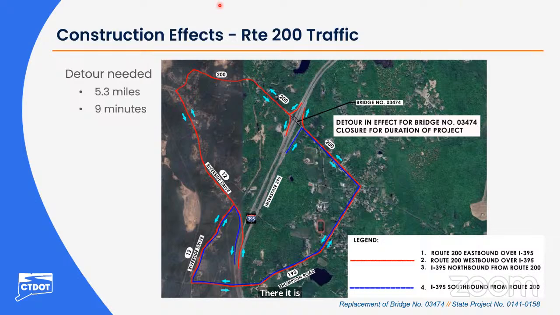Okay, yes, Thompson Hill Road will be closed during construction. A detour using Riverside Drive and Thompson Road is proposed. Ildiko had showed it on one of her slides. Here it is. That detour is approximately 5.3 miles long and will take approximately 9 minutes to travel.